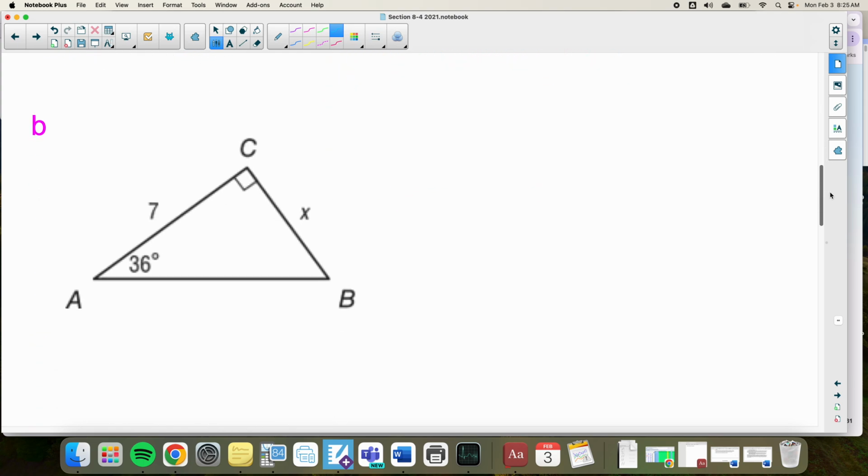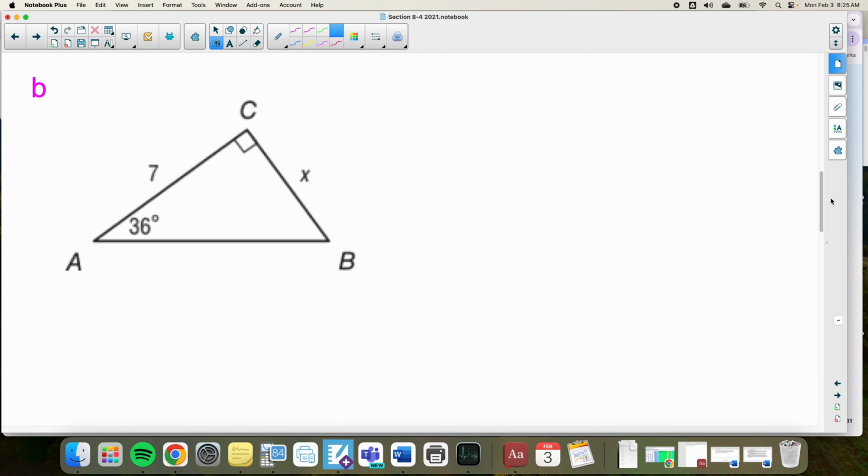Then when I go down here to this one, again, I'm gonna mark the angle that I'm given, which is our 36. Then I have to label what the X and what the 7 is. So what side is the X? It's opposite. It's across from the 36.